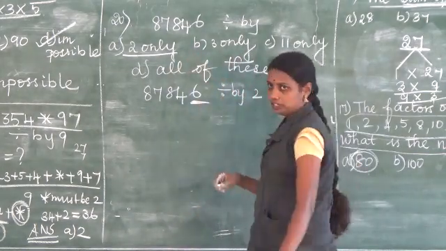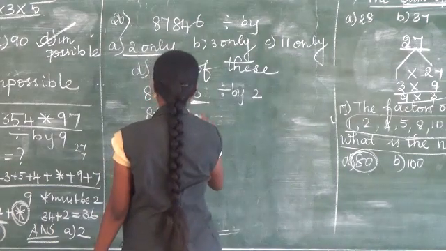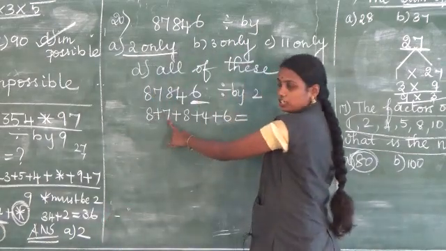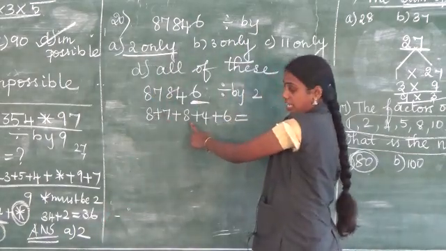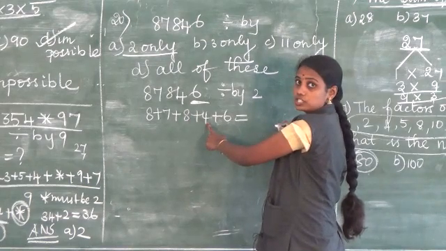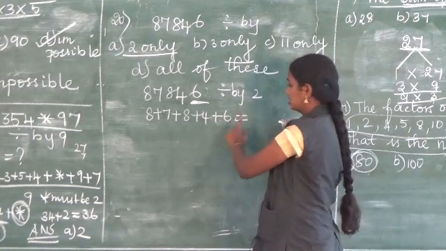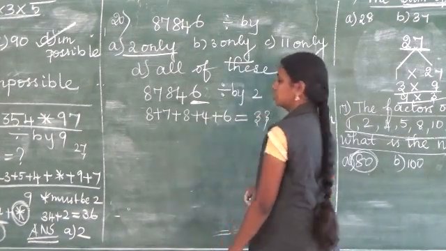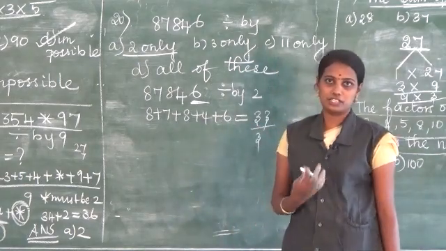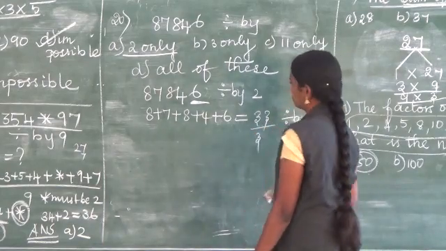Next we check 3 only. Add the digits: 8 plus 7 plus 8 plus 4 plus 6. 8 plus 7 is 15, 15 plus 8 is 23, 23 plus 4 is 27, 27 plus 6 is 33. 33 is divisible by 3. Yes or no? In the 3 table it will come 11 times. So it is divisible by 3 also.